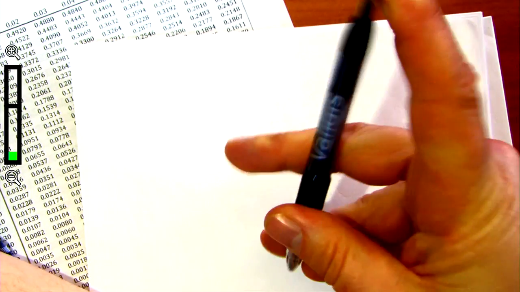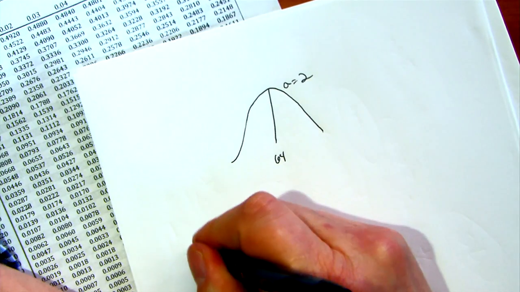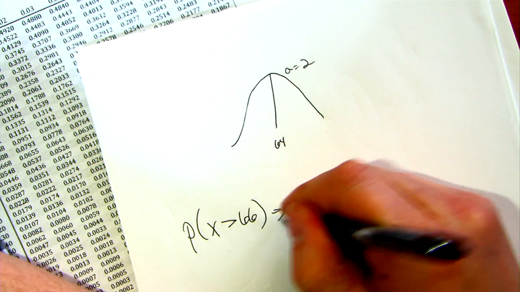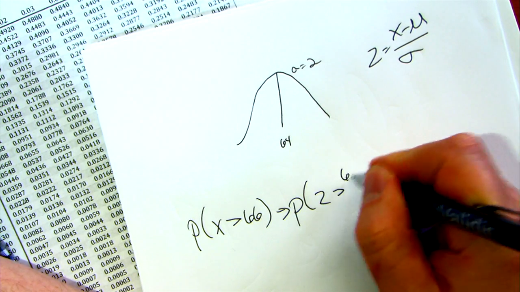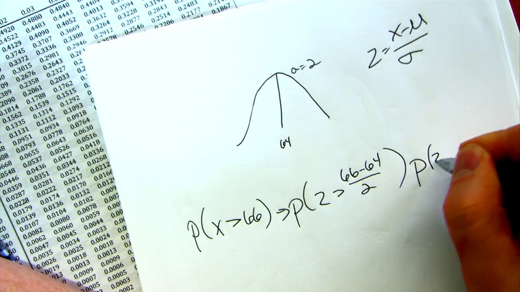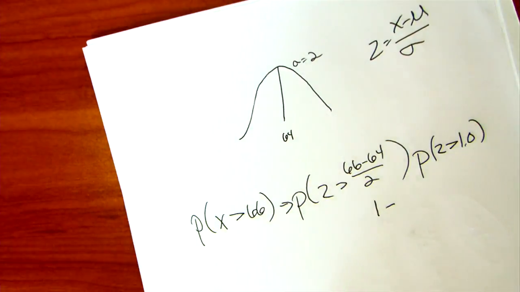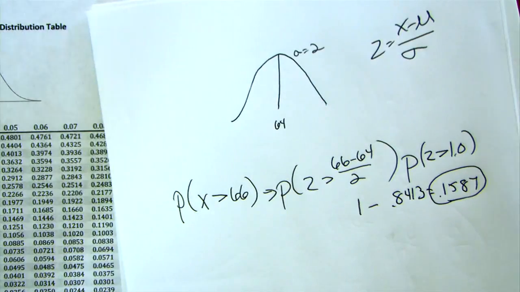All right, so we're saying North American adult women, 64 inches, standard deviation is 2 inches. The first part asks, what's the probability that x is greater than 66 inches? Here's the formula to convert x's to z's. The probability that z is greater than (66 minus 64) divided by 2 gives me the probability z is greater than 1.0. It's greater than, so it's 1 minus, and if I look up 1.0, I get 0.8413, and I get roughly 16%. Make sense?